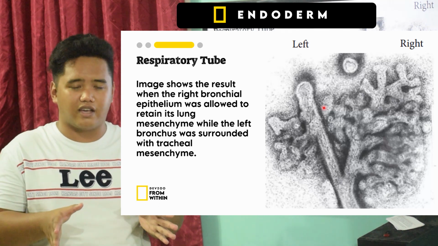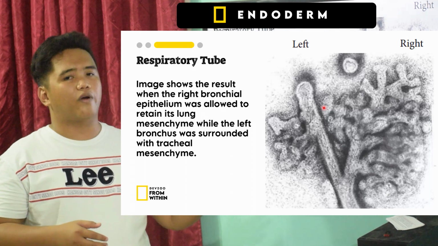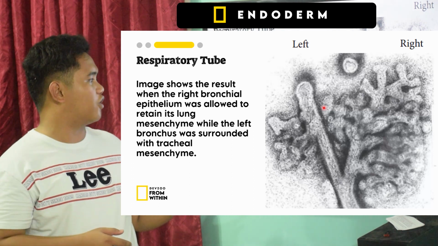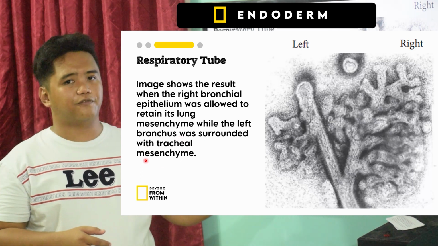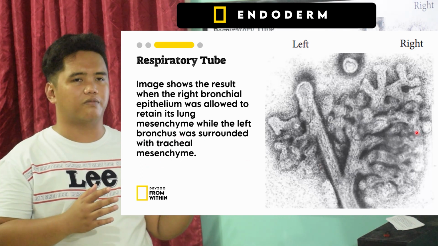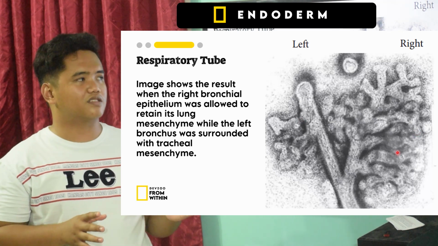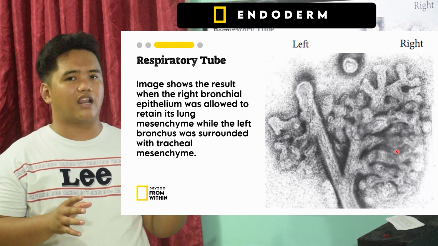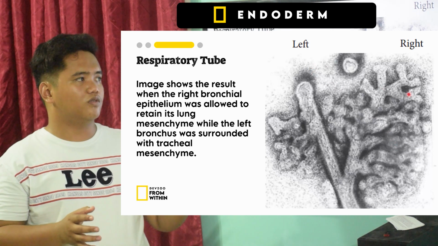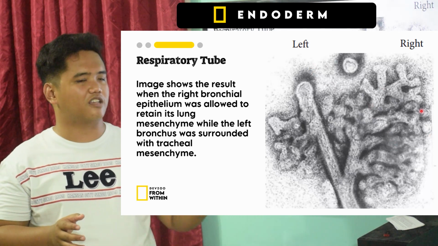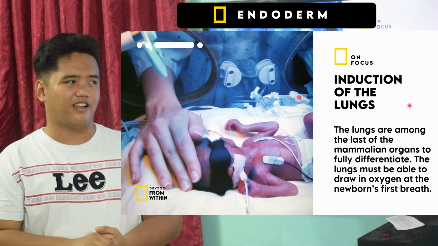So, as they bifurcate, they encounter different mesenchymes. They show here that when surrounded with tracheal mesenchyme, the bronchus on the left can retain its original form and doesn't differentiate further into the formation of lung cells. While on the right, where they allowed the bronchus to grow and develop, we have the expected results of the formation of the bronchus and the lung cells. So, the induction of the lungs.